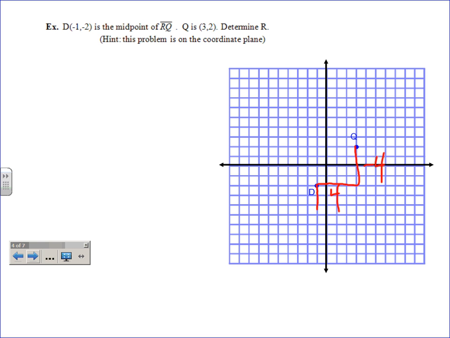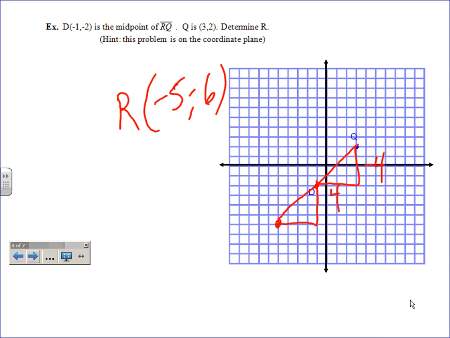1, 2, 3, 4. 1, 2, 3, 4. What do you think? Does D end up being the midpoint of that? Is that pretty good? Yeah. So where is it? 1, 2, 3, 4, 5. 1, 2, 3, 4, 5, 6. So it's at -5, -6. And what letter is it? It is R. Okay. Way easier to do it this way.